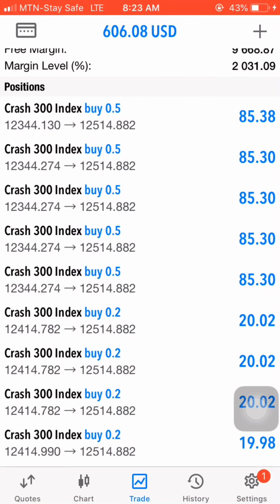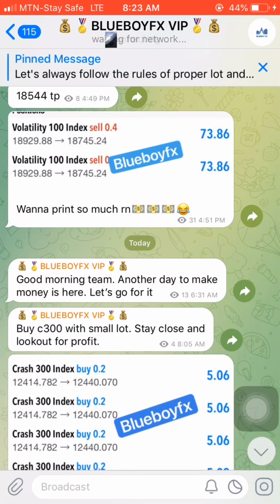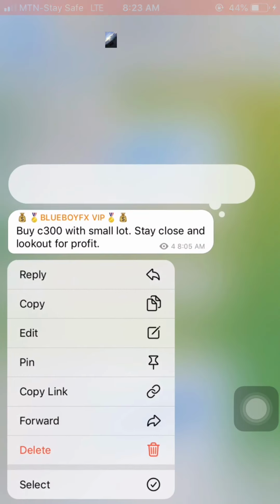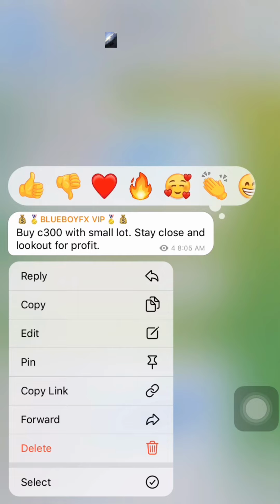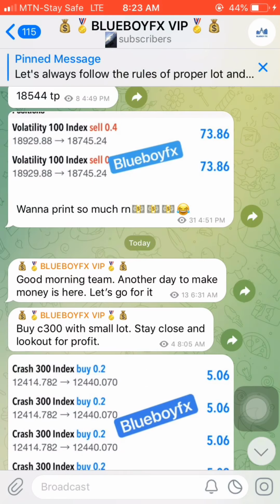Yeah, we are on a live chat right now. We are on the Crash 300, and I gave this trade out to my VIPs. You can see here, I told them to buy the C300 with small lot and stay close. All right, so we are in profit already.